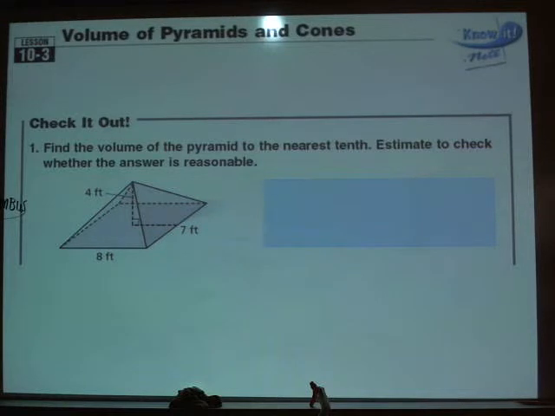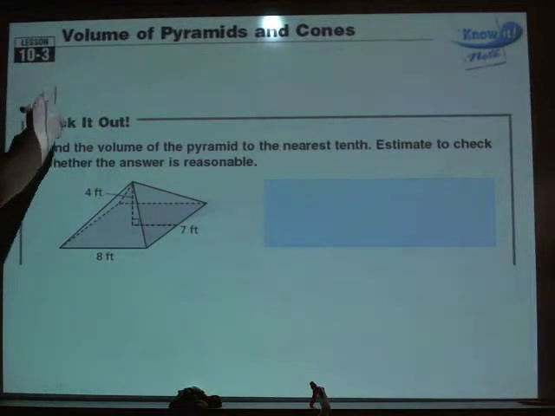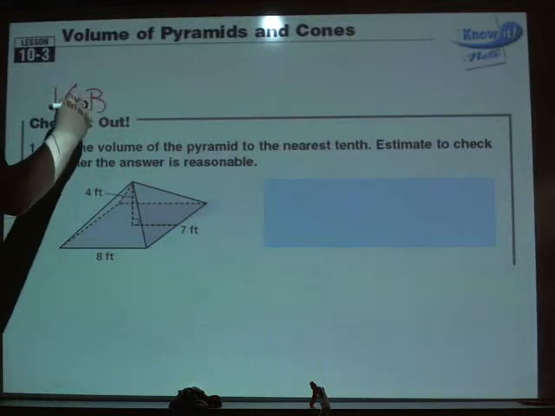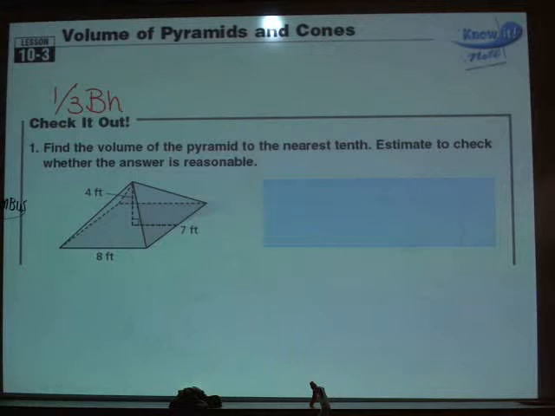All right, so let's go ahead and take a look at, check it out, examples here. Finding the volume of the pyramid to the nearest tenth, estimating to check whether our answer is reasonable. So again, the formula you got here for the pyramid that we saw in the intro: 1/3 times the area of the base times the height. So it would probably be most helpful if we found the area of the base here.